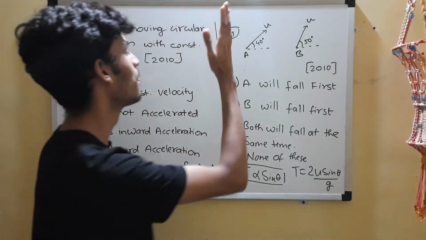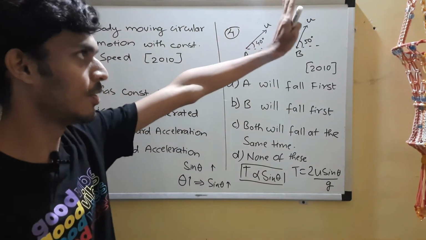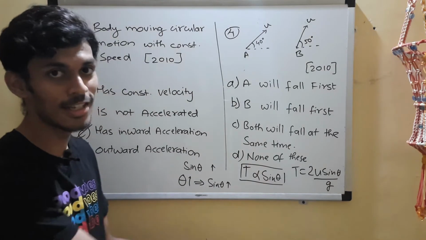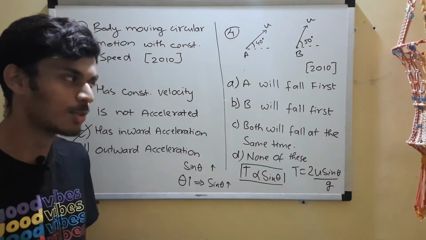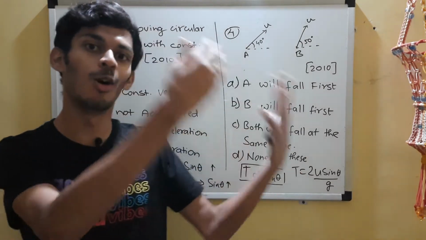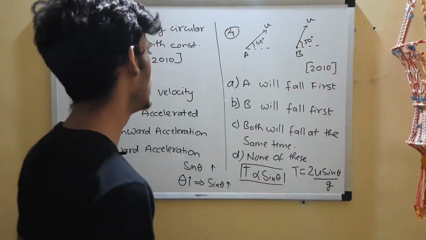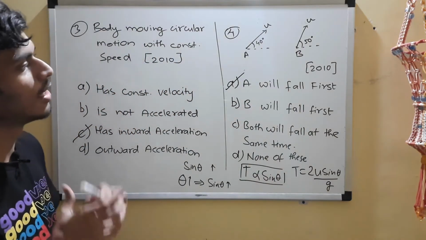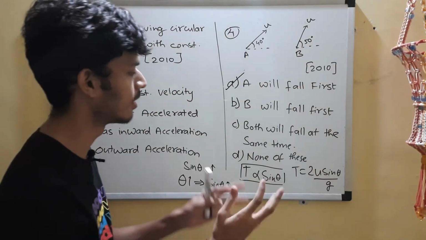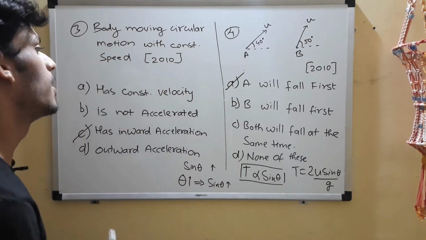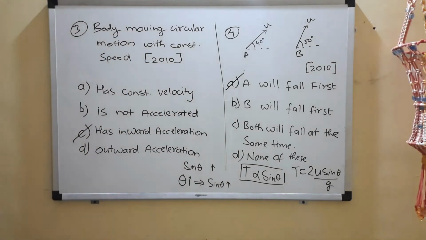Repeat that: if you increase theta from 40 to 50, sine theta will increase, and as sine theta increases, the time period will also increase. So the time period of B is more, B will take longer time to fall. So basically the answer will be A will fall first. It's A who makes it to the ground first, it has a smaller time period. So quite simple, quite conceptual. Over to the next question.